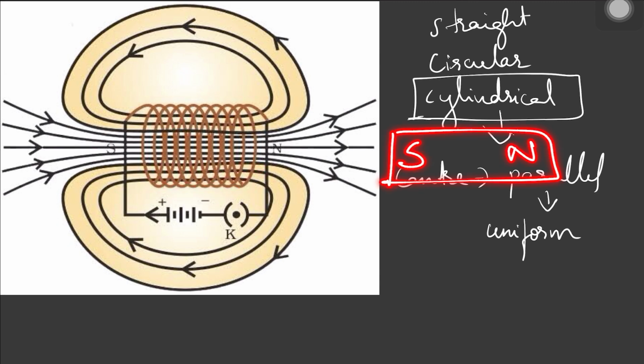This is a frequently asked question. It was also asked in the recent model paper. How do you prove that a solenoid behaves as a bar magnet? These are the points which support your answer.